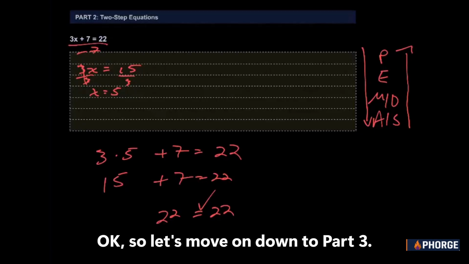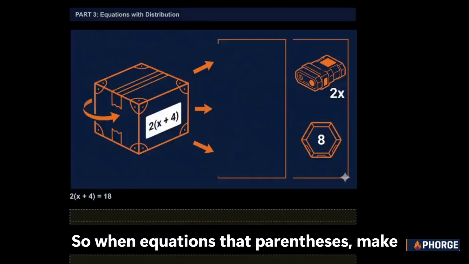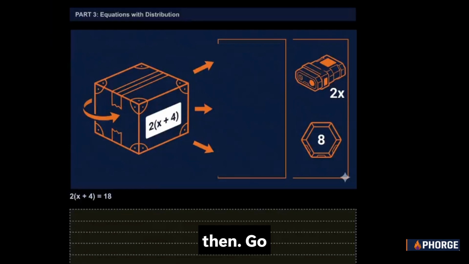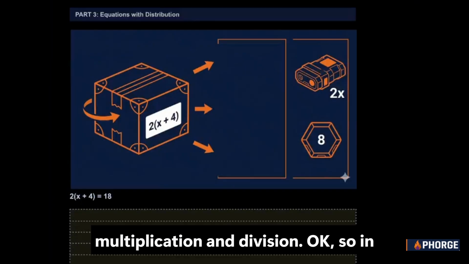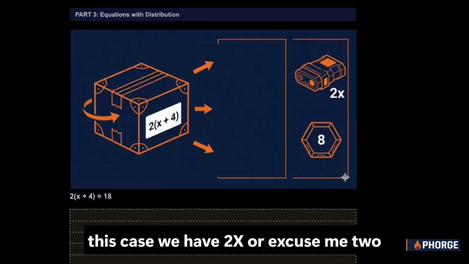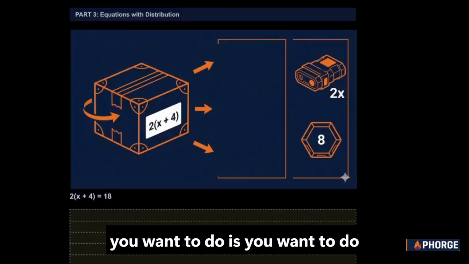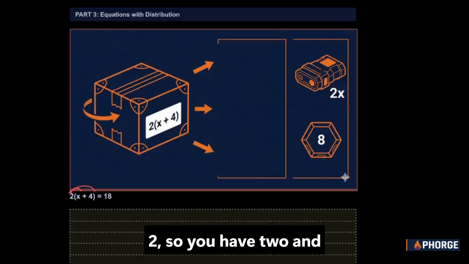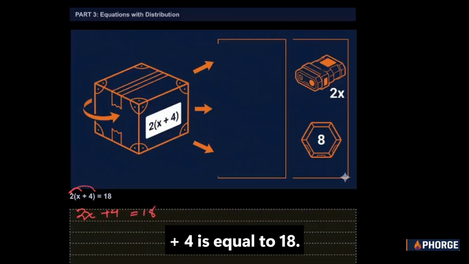Okay, let's move on down to part 3. When equations have parentheses, make sure that you distribute first and then go from addition and subtraction moving up to multiplication and division. In this case we have 2 times the quantity x plus 4. So what you want to do is do 2x and then 2 times 4, which simplifies down to 2x plus 4 is equal to 18.